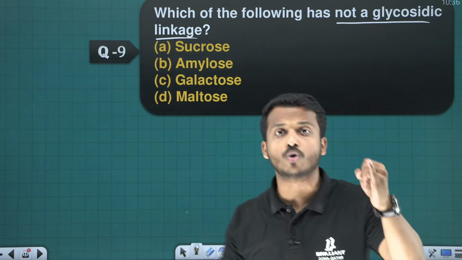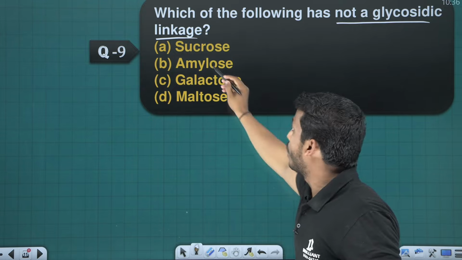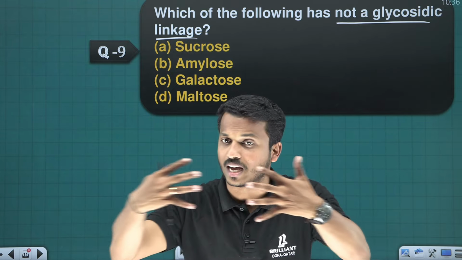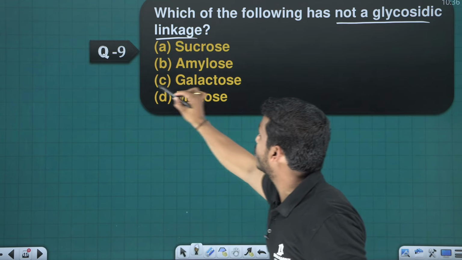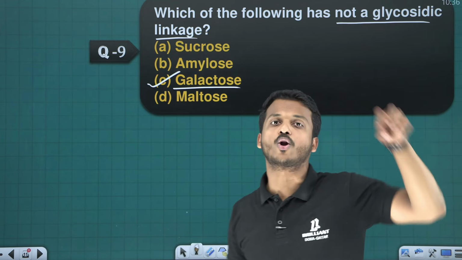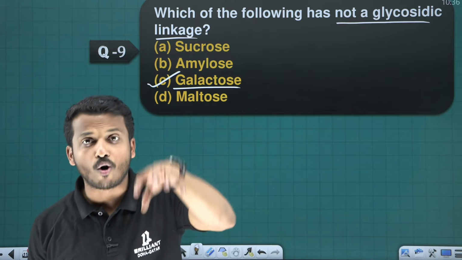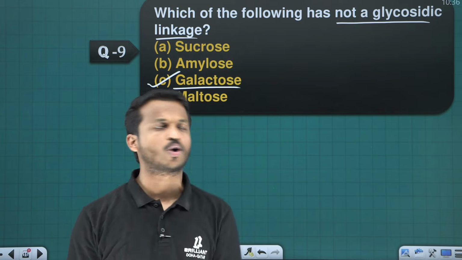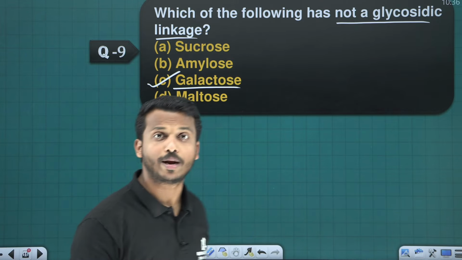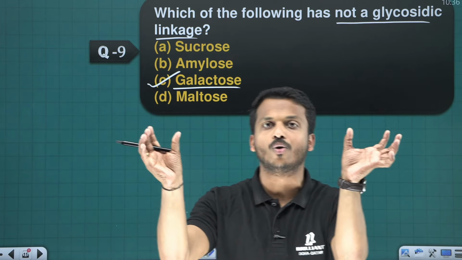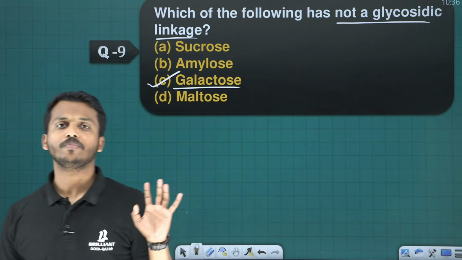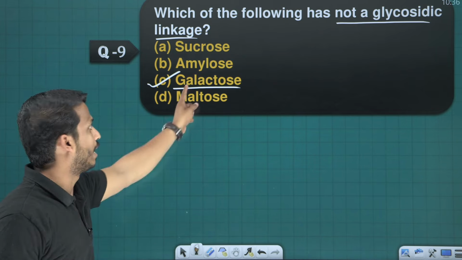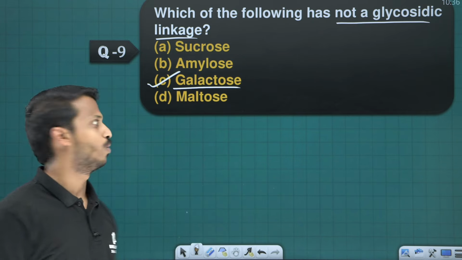Sucrose is made up of glucose and fructose. Yes, there is a bond. Amylose is made up of what? Alpha D glucose and more alpha D glucose are there. They have the connection. But galactose, dear, galactose is a monosaccharide. There are no two monosaccharides joined. What about maltose? Maltose is made up of alpha D glucose and alpha D glucose. They are joined by the glycosidic linkage. So there is no glycosidic linkage in galactose. Galactose is a single monosaccharide.